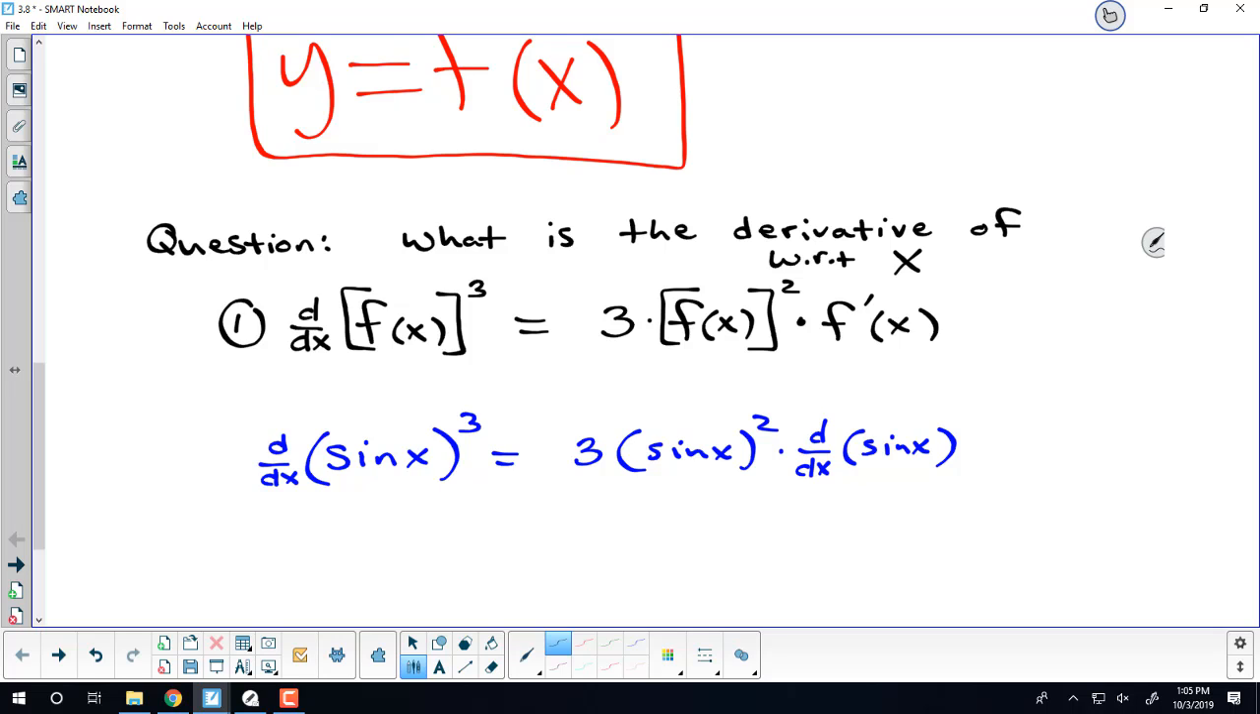So put anything in there, e to the x, natural log, whatever that function is, that's how we take the derivative of it. Is everyone all right with that? Are there any questions on that? That's the fundamental rule or property that we're using to take the derivative of functions implicitly.